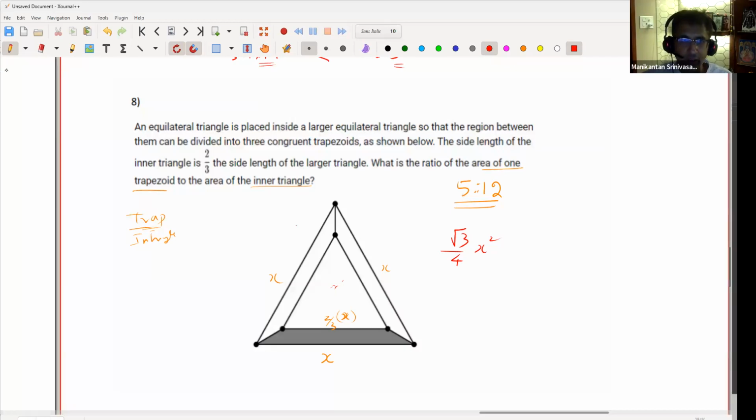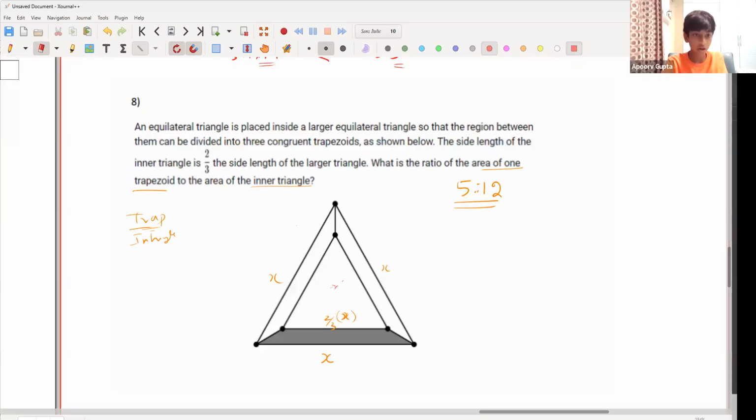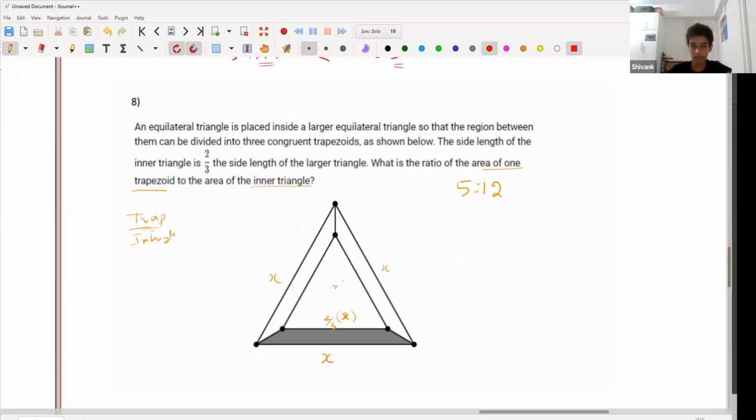Any faster method, guys? Apurva, did you do the same thing, or Anahat, did you do the same thing, or anything faster? Same thing, area of larger triangle, subtract area of smaller triangle. Shivang, this question was there last year, right? So when I was correcting my paper, I had done it. Go ahead, Shivang. How did you do it?